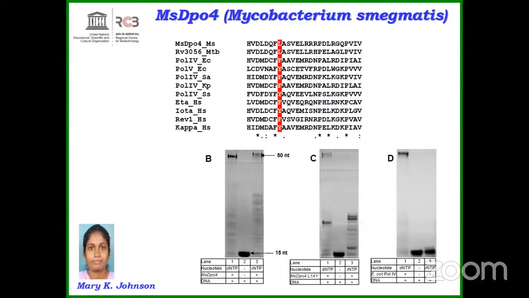So Mary changed that leucine to tyrosine, L14Y. And surprisingly, it is still able to incorporate a lot of ribonucleotide. As compared to DNA polymerase 4, which has no incorporation at all. This is very stringent exclusion. So she thought that there must be something more in DNA polymerase 4, other than the steric filter, that prevents ribonucleotide incorporation.